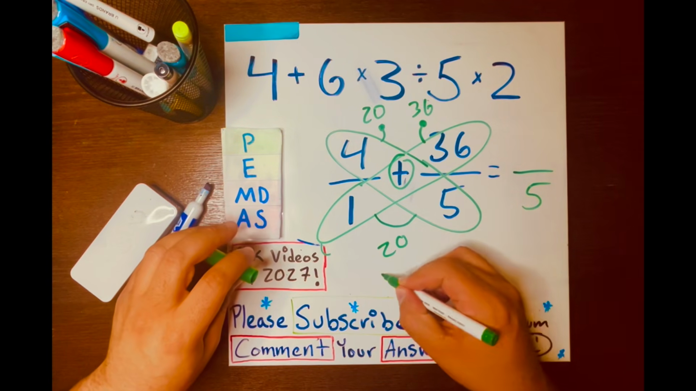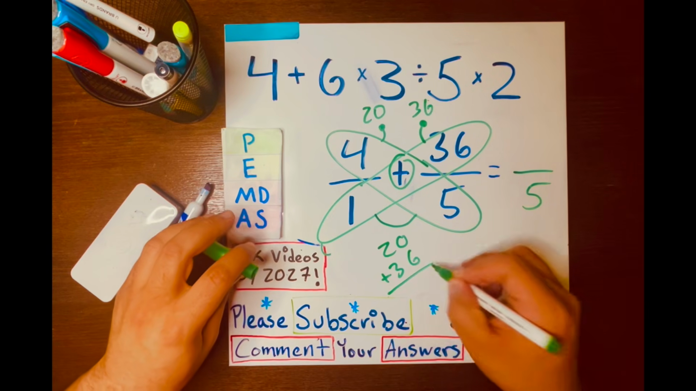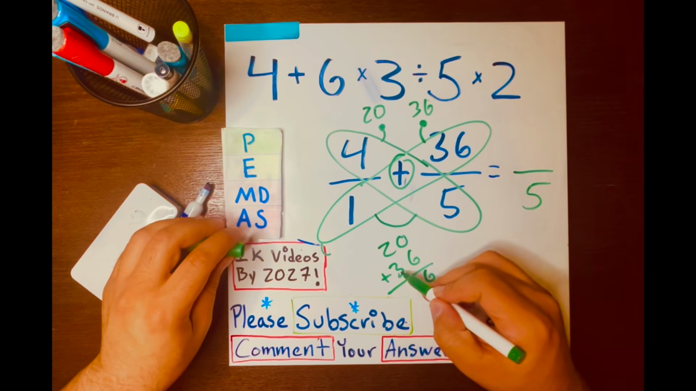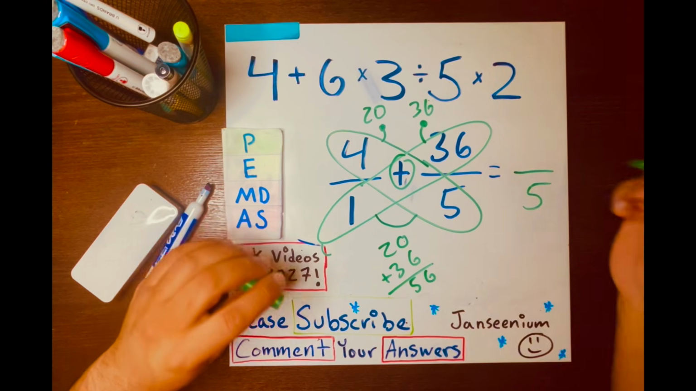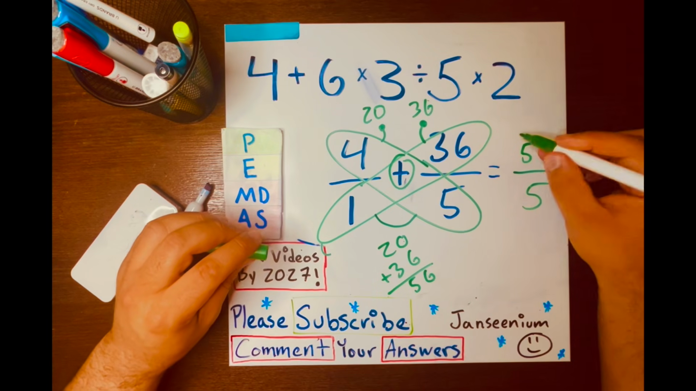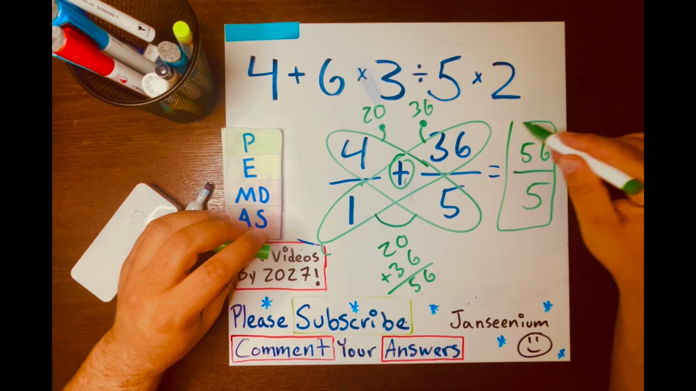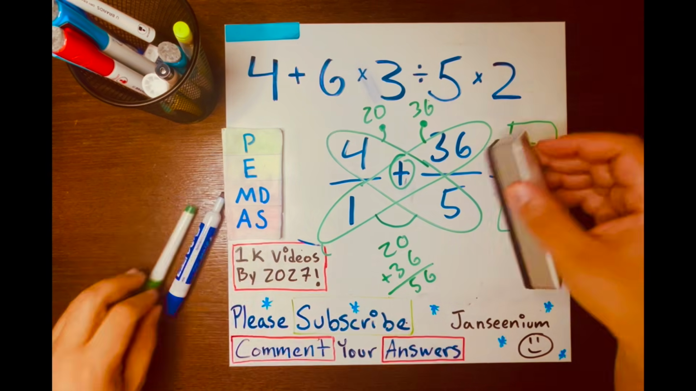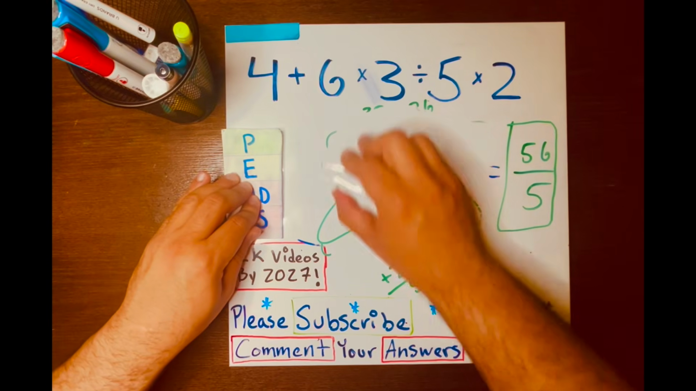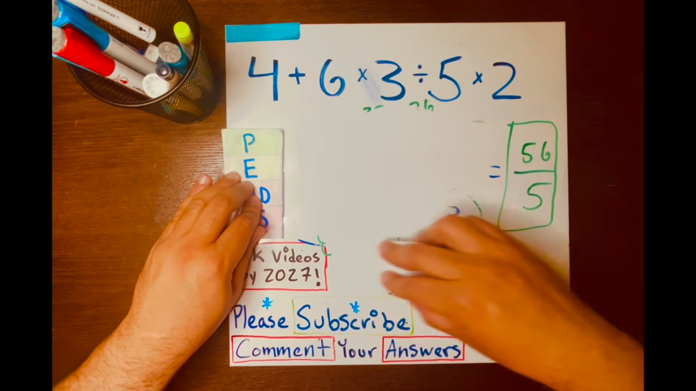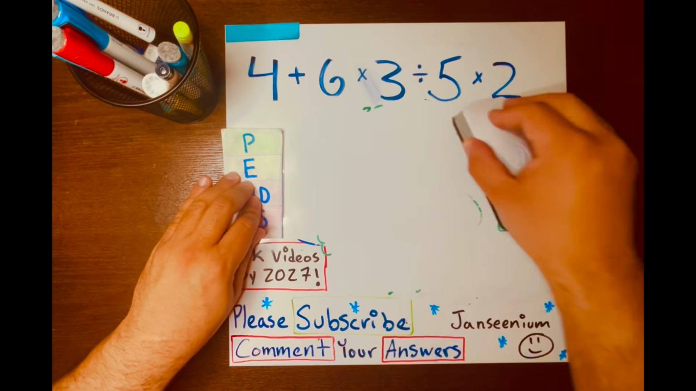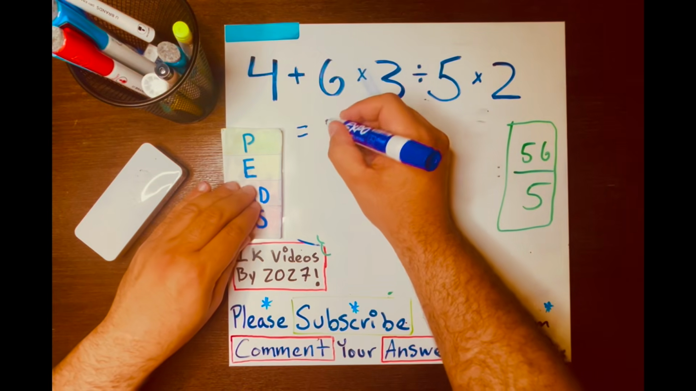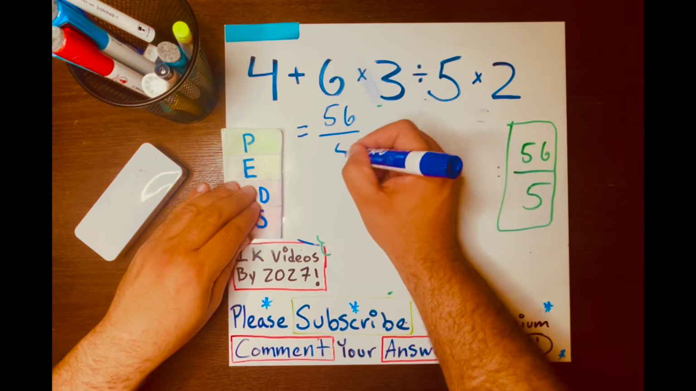So 20 plus 36. So 0 plus 6 is 6. 2 plus 3 is 5. So our numerator is 56. So the answer is 56 over 5 because you can't break this down further. So we got our first answer. Now let's erase all this for space, and then write the 56 over 5 here, because we need the space, 56 over 5.